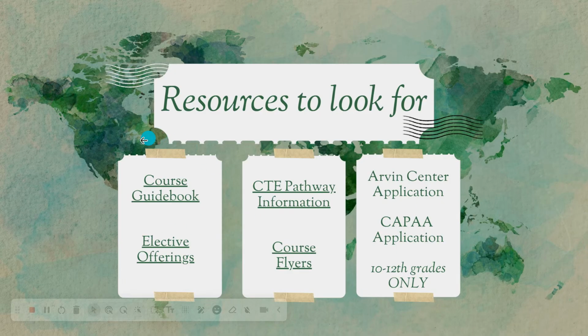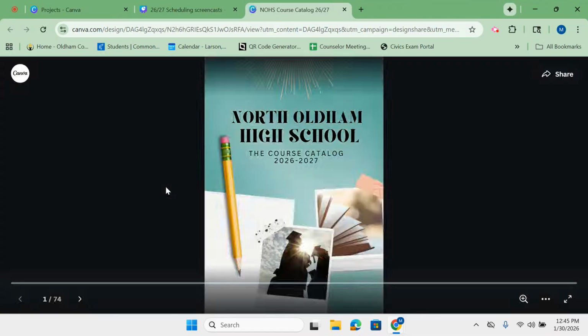The course guidebook is, generally speaking, our main hub. It has all things in one Canva document. It's going to have our schedule change policy, our grading requirements, graduation requirements, and all the courses. With it being on Canva, you're going to navigate it a little bit differently this year.